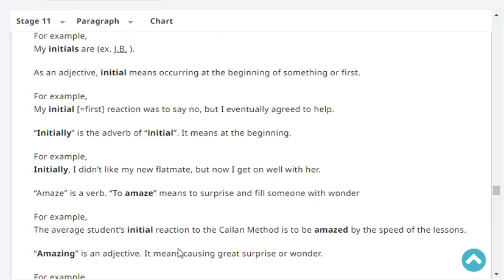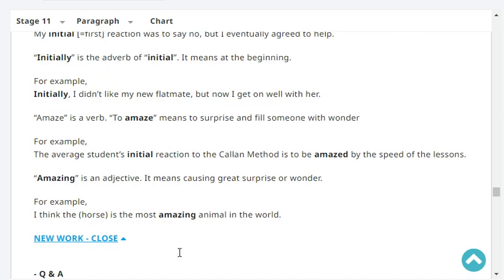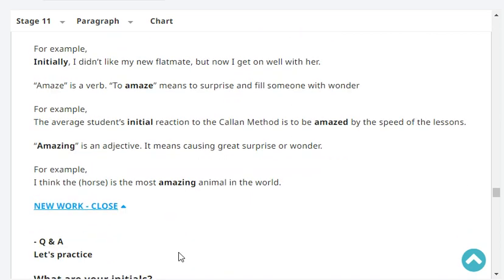Initially is an adverb of initial. It means at the beginning. For example, initially, I didn't like my new flatmate, but now I get on well with her. Amaze is a verb. To amaze means to surprise and to fill someone with wonder. For example, the average student's initial reaction to the Callan method is to be amazed by the speed of the lesson. Amazing is an adjective. It means causing great surprise or wonder. For example, I think the horse is the most amazing animal in the world.